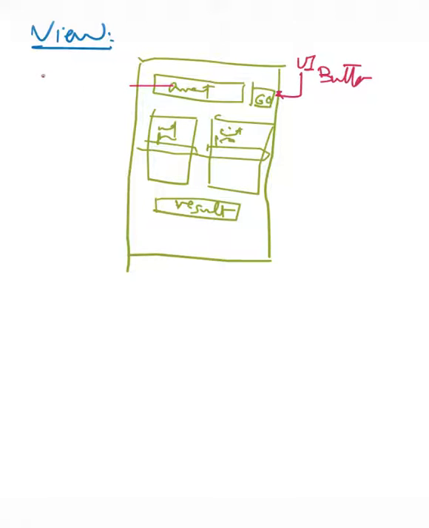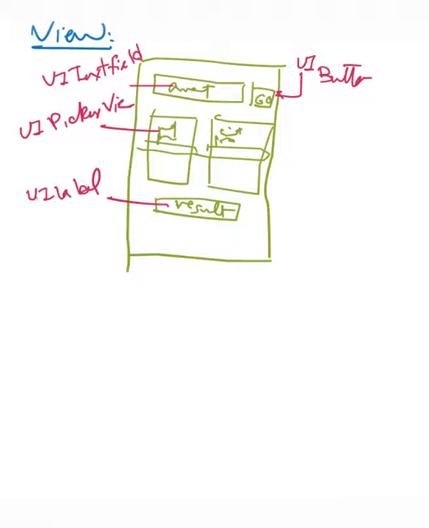We'll use a text field, which is a UI text field, and we'll use picker views, and we'll use a label. The difference between a text field and a label: in a label the user cannot edit, in a text field the user can edit and enter values. So that will be our view for now.